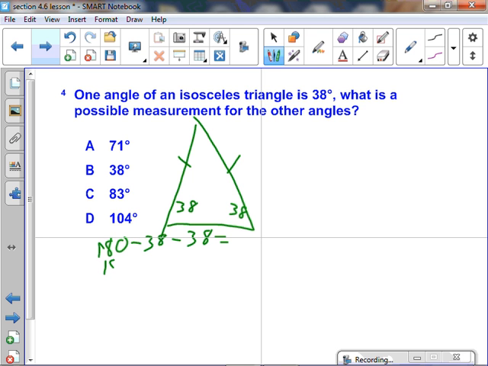So 180 minus 76 is going to equal 104. Okay? And so I've got that right there. So my answer right here is D.